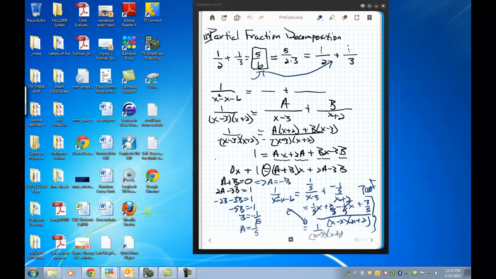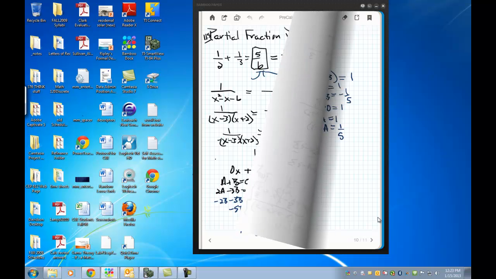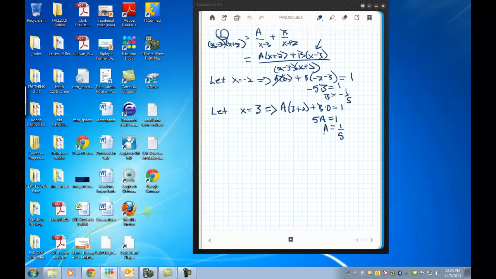That's the same as our answer right here. A equal to 1/5, b equal to negative 1/5. That's a lot easier to do, though, isn't it? Now, there's no guarantee that you're never going to have to use systems of equations. However, that's a nice little trick.